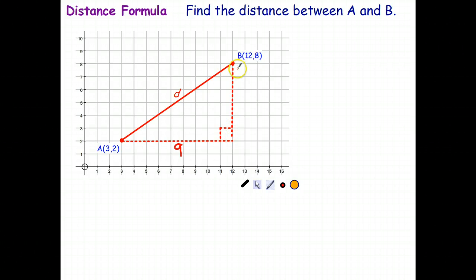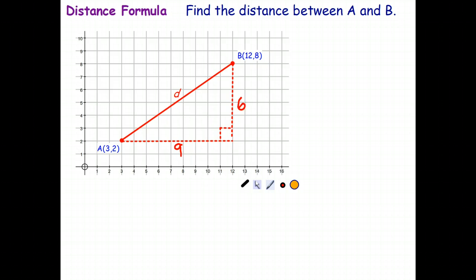Well, once again, I could count 1, 2, 3, 4, 5, 6. But a better way to do it is to look at the y-coordinates. This point has a y-coordinate of 8, this one has a y-coordinate of 2, and 8 take 2 is 6. So by subtracting the y-coordinates, I can get the length of that leg.